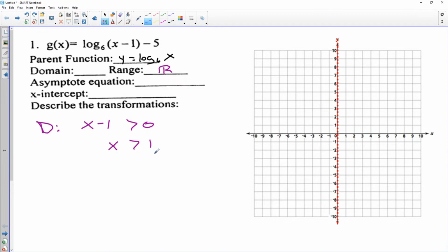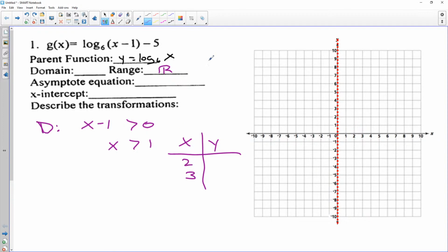So when I create my table of values, I cannot plug in 1, and I cannot plug in things smaller than 1. I can only plug in things that are bigger than 1. So I'm going to pick values. Here's my table, x, y. I'm going to start by plugging in the first value that I can, which is a 2, and then the next value, which is a 3. Let's just see what happens when we plug these in.